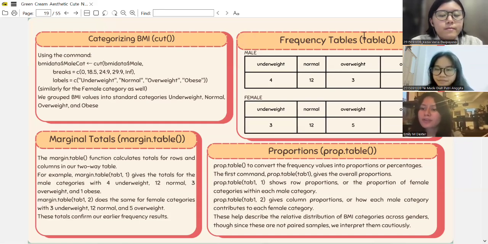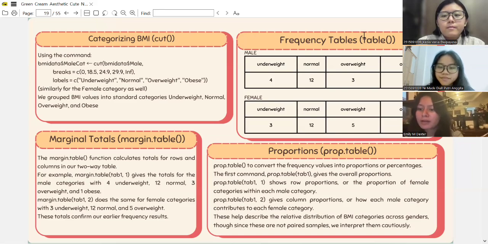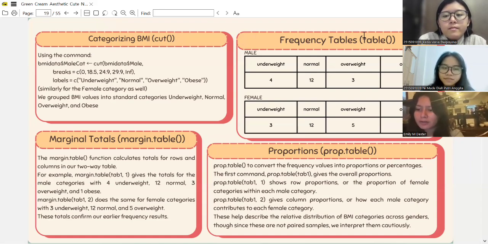In the frequency table, using the table function, we calculated the frequency of participants in each BMI category. Among males, most participants, 12 out of 20 to be exact, fall into the normal range, while one participant is classified as obese. For the females, 12 are also in the normal range, but 5 are overweight, and none of them are obese. This gives us a clearer picture of how BMI categories are distributed between genders.